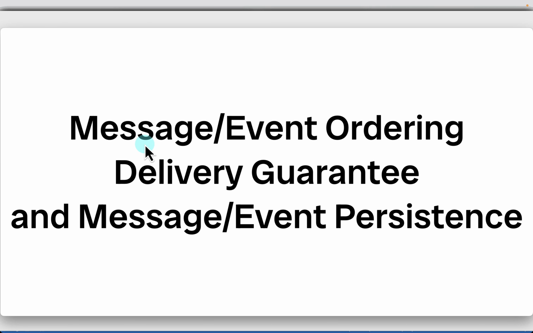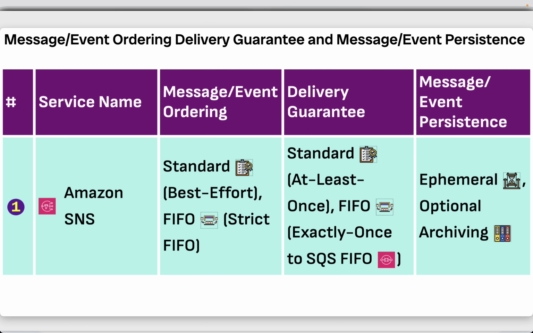Next set of parameters are message event ordering, delivery guarantee, and message event persistence. So first we have Amazon SNS. So ordering is best effort for standard, strict for first in first out. Delivery guarantee is at least once for the standard mode, exactly once for first in first out mode, only to SQS FIFO subscribers. Persistence is ephemeral by default with optional archiving.